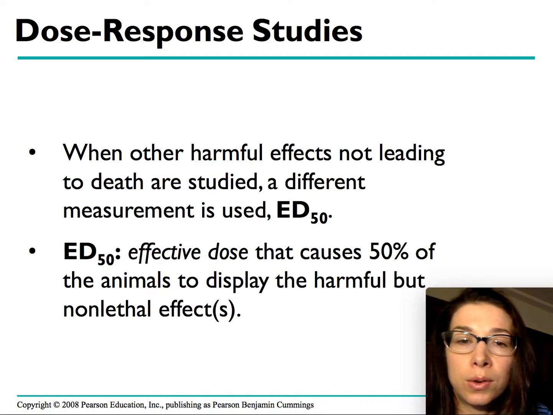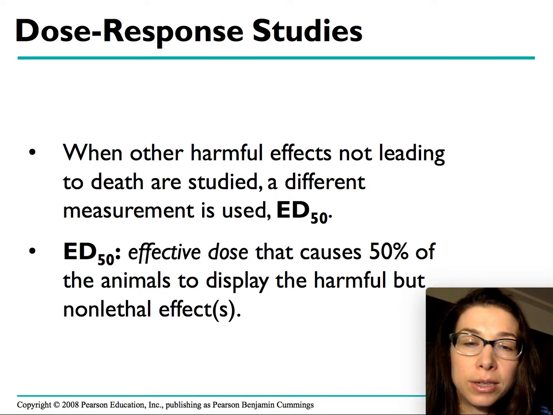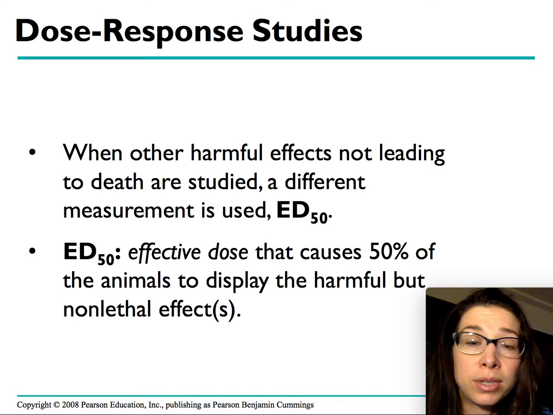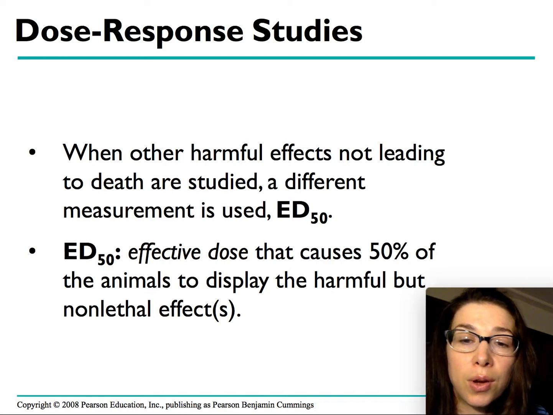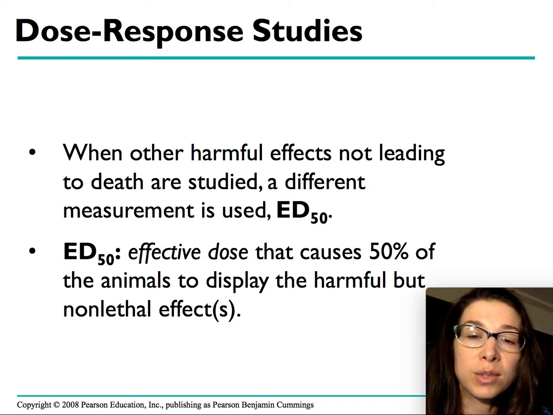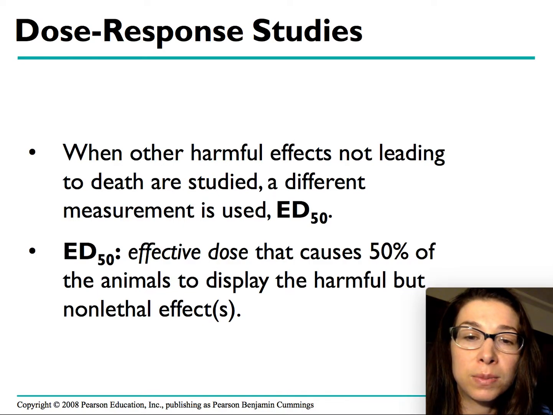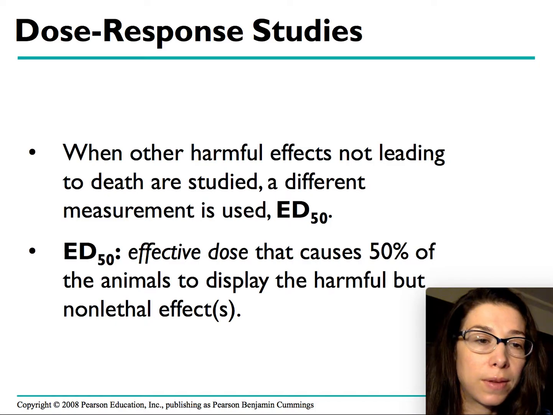We can also consider the ED50. So if the toxin is not something that necessarily leads to death, but we still want to know how toxic this compound is, we might talk about the ED50, so the effective dose that causes 50% of the animals to display harmful but not lethal effects.